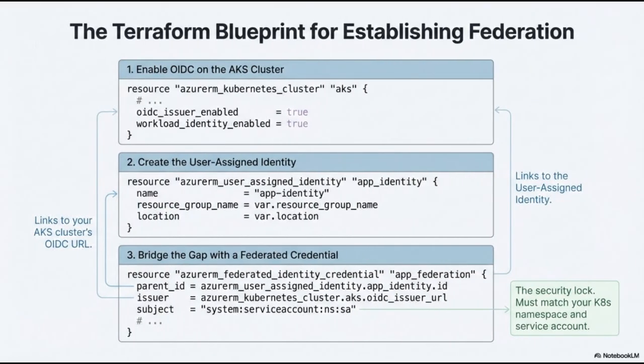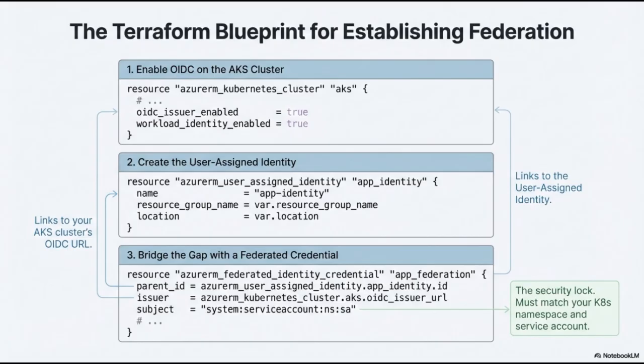This slide outlines the Terraform blueprint for establishing workload identity federation between an Azure Kubernetes Service cluster and Azure Active Directory. The process is broken down into 3 essential steps. First, we must enable OIDC and workload identity on the AKS cluster resource. By setting both OIDC issuer enabled and workload identity enabled to true, the cluster will begin exposing its OIDC issuer URL, which is a prerequisite for the federation process.